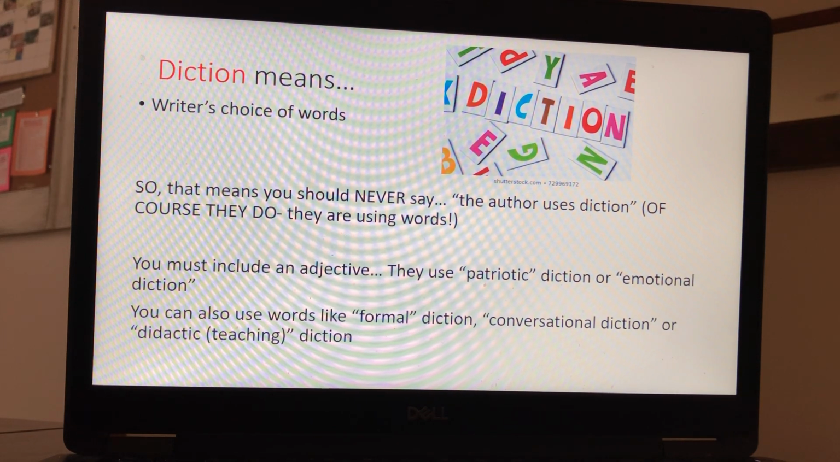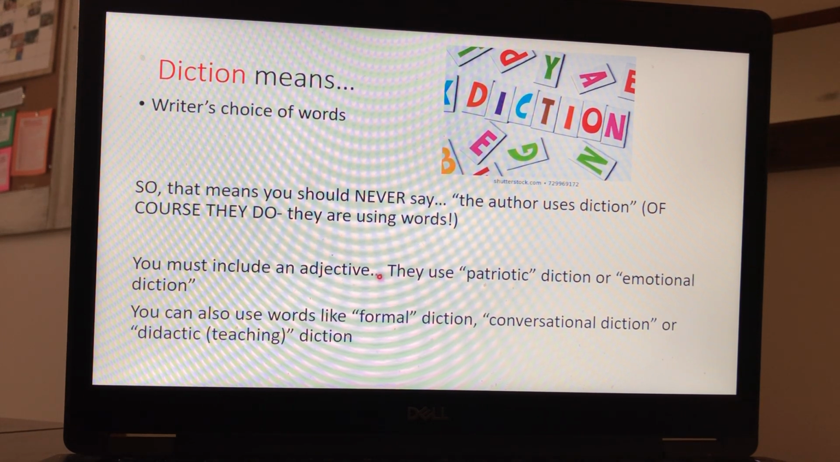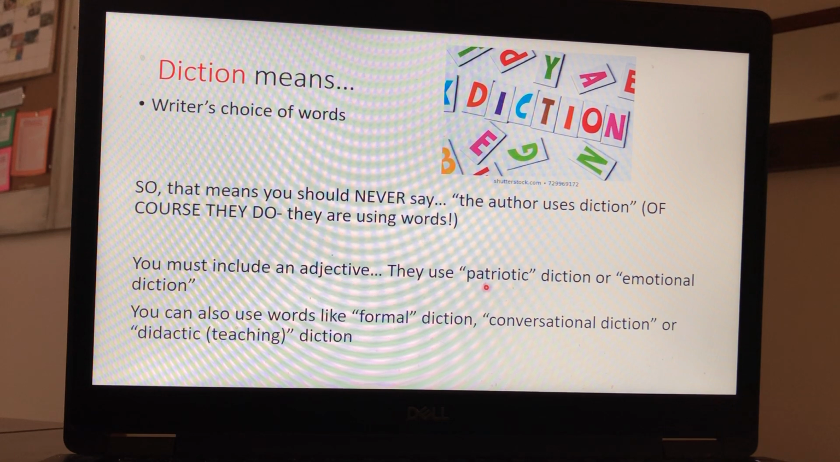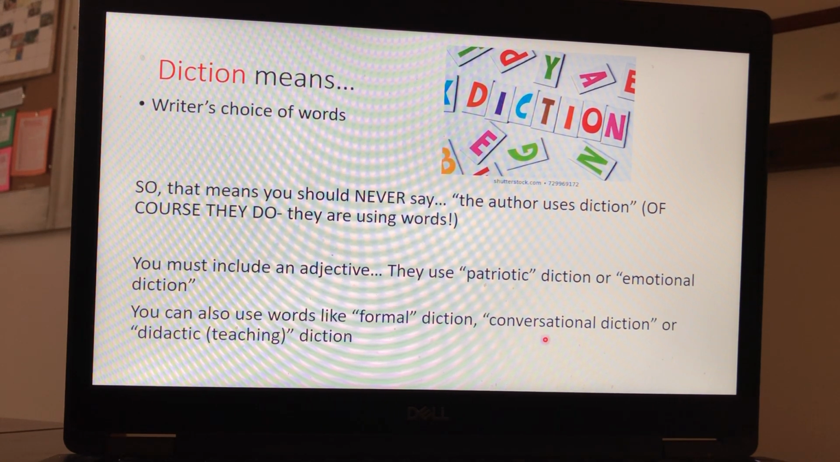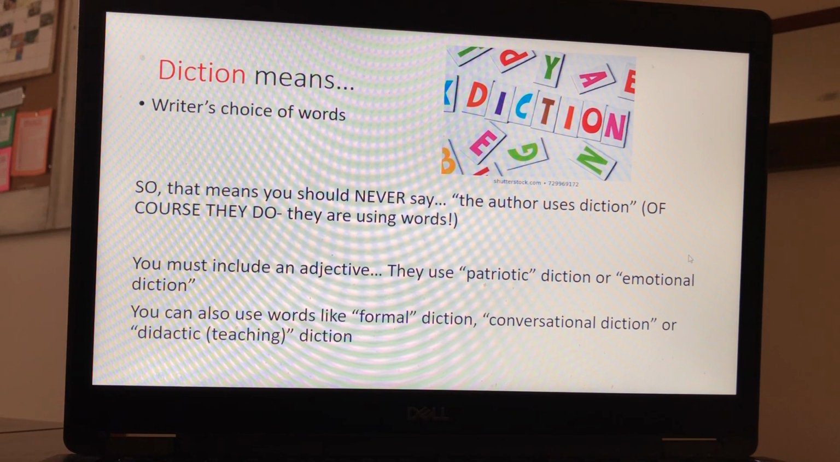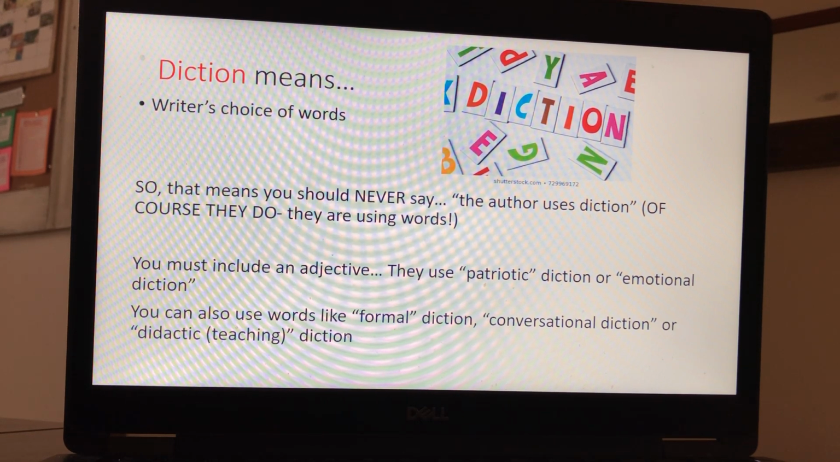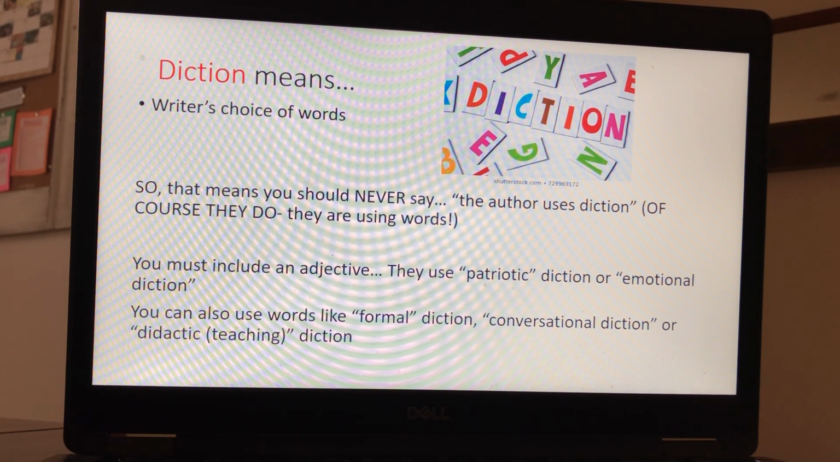So for example, you have to use an adjective when talking about diction. So they use patriotic diction or emotional diction or formal or conversational or didactic teaching diction are just a few options you could go with. We are going to give you more options in the later presentation that will help you have more options.